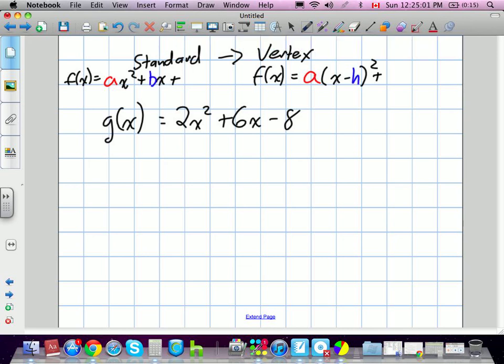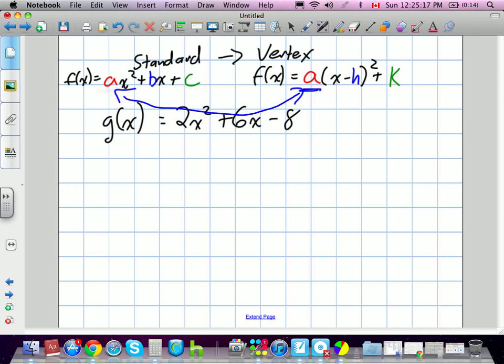Now I want you to notice a similarity here. Vertex form has an a and standard form has an a. What that's saying is those two numbers are going to be the exact same. So right away, when going to vertex form, I know what my a is going to be. Not the negative, it's the 2. So it's going to be that 2.